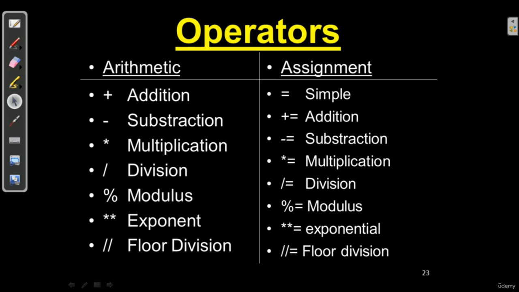Same with the assignment operators. There is equals to, which is simple, plus equals to, which means addition, minus equals to, which means subtraction, star equals to for multiplication, then division, modulus, exponent, and floor division. Then what is the difference between arithmetic and assignment? It seems similar, except that equals to helps us make an operation easier, more effective, saves memory, and is a way to write things up.